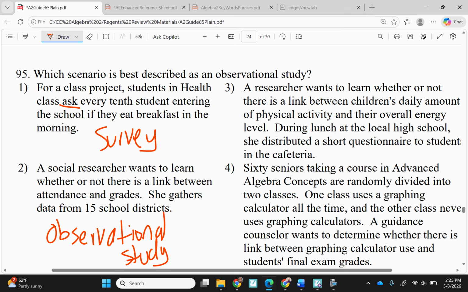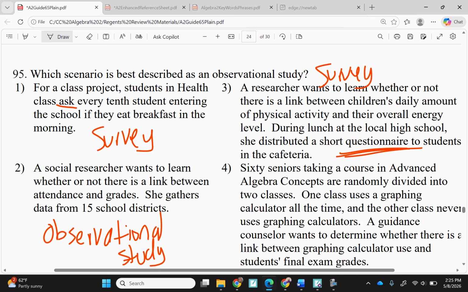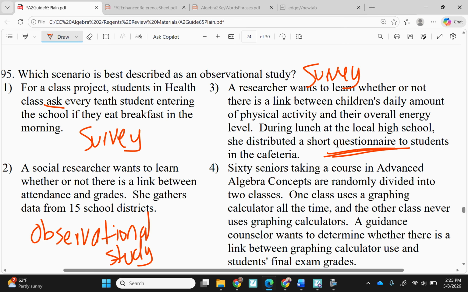A researcher wants to learn whether or not there's a link between children's daily amount of physical activity and their overall energy level. During lunch at the local high school, she distributed a short questionnaire. A questionnaire, she's asking. That's a survey. And choice 4, 60 seniors taking a course in advanced algebra concepts are randomly divided into 2 classes. 1 class gets a calculator, 1 doesn't. That is a controlled experiment. 1 group is getting something, a calculator, the other group isn't. That's a control group. That's a controlled experiment. This question is asking for an observational study. That's choice 2.